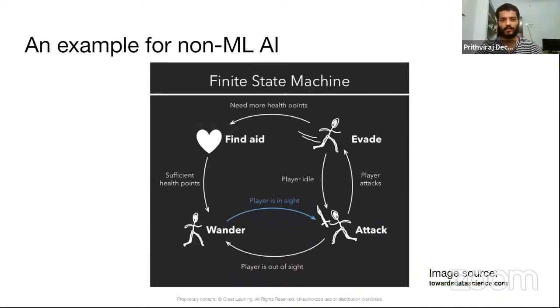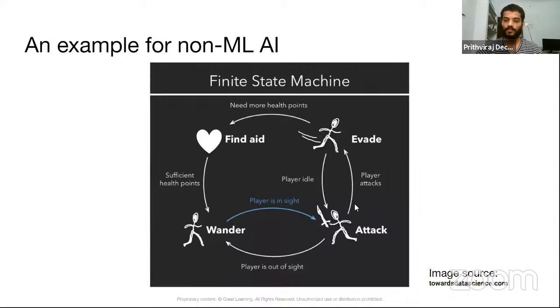Let me take you through an example of a system which is not machine learning, but still kind of a pretentious AI. A finite state machine is something that we can use to create a game bot. Depending on what the bot is currently doing, we can change the behavior of the bot, and it keeps going on in a cycle. Let's say we start somewhere: a bot is wandering. If the bot sees a player inside, it gets into a situation where it tries to attack.